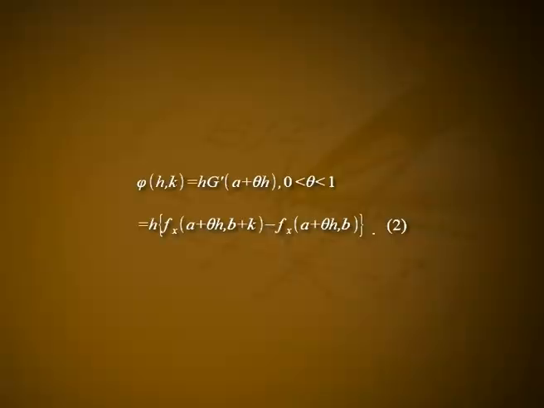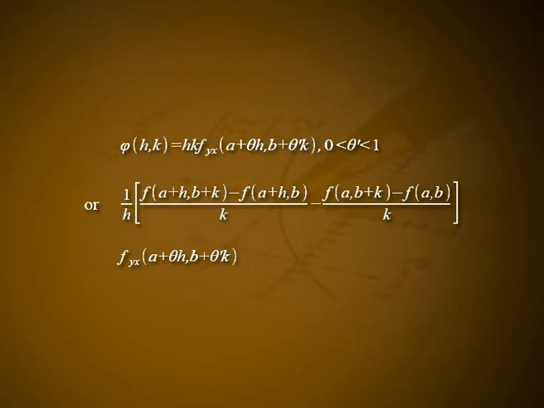Since f_x exists in a neighborhood of (a, b), the function g(x) is derivable in the closed interval [a, a+h], and therefore by Lagrange's mean value theorem we get from 1, phi(h, k) is equal to h into g'(a + theta h) for 0 less than theta less than 1, which is equal to h into [f_x(a + theta h, b+k) minus f_x(a + theta h, b)]. Let it be equation number 2.